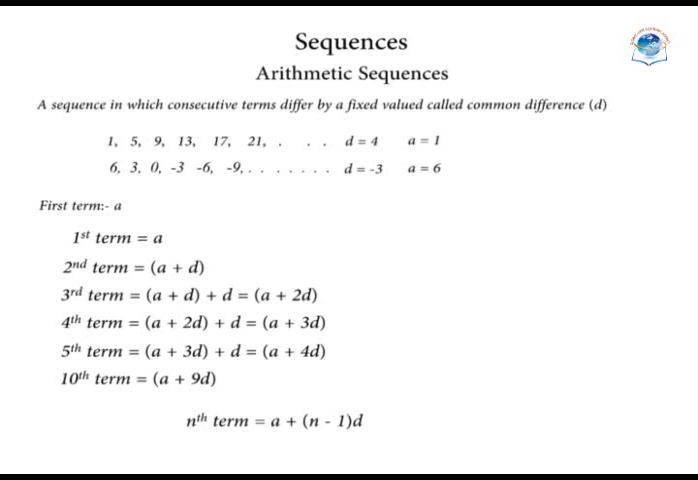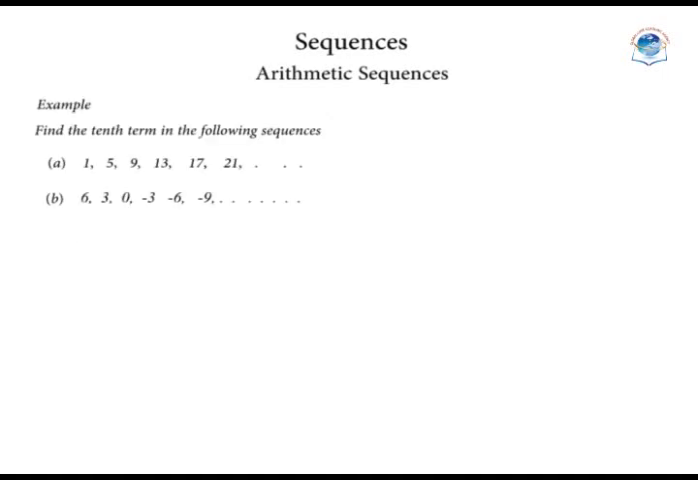For example, find the 10th term in the following sequences. For the first one, A is 1, D is equal to 4. We are looking for the 10th term, and therefore n is equal to 10. And so we shall have 1 plus 10 minus 1 times 4. That gives us 1 plus 10 minus 1 is 9 times 4 is 36. And so the answer is 37.